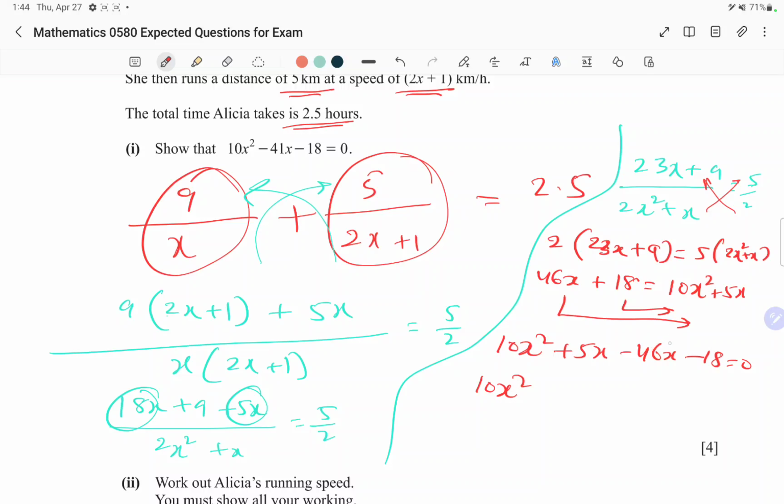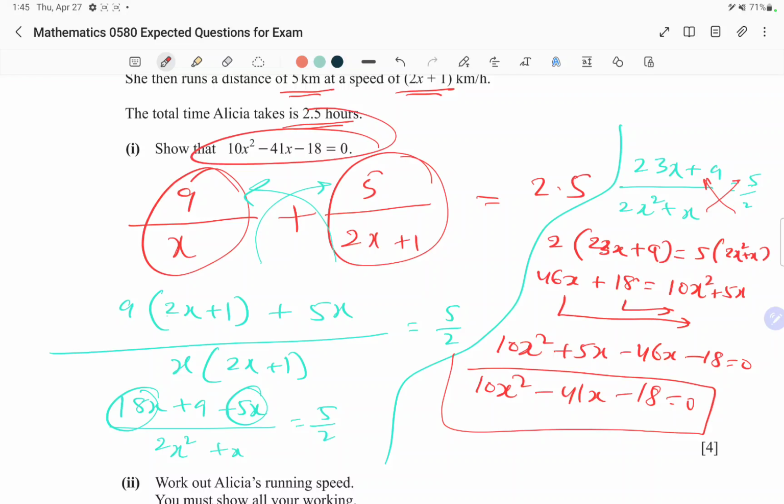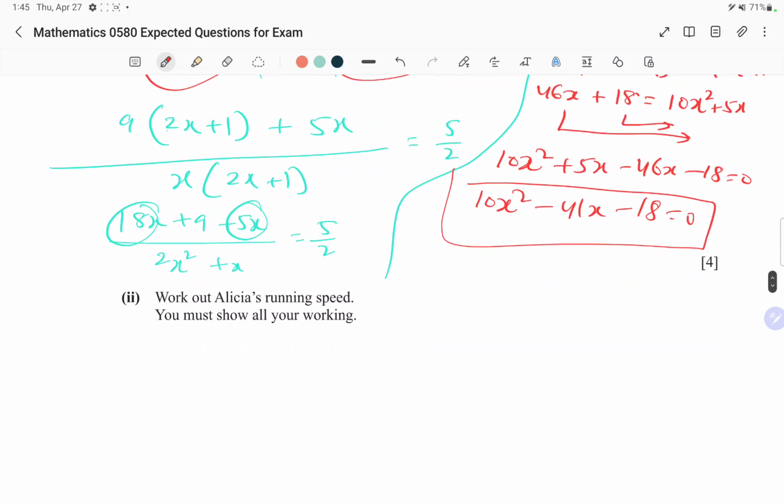Now this is 10x squared, 5x minus 46x is minus 41x, and minus 18 equals 0. Here you can observe we cannot take anything common, or divide by any number, so that we can get lower coefficients. So this should be the answer, and we need to prove the same thing also. 10x squared minus 41x minus 18 equals 0.